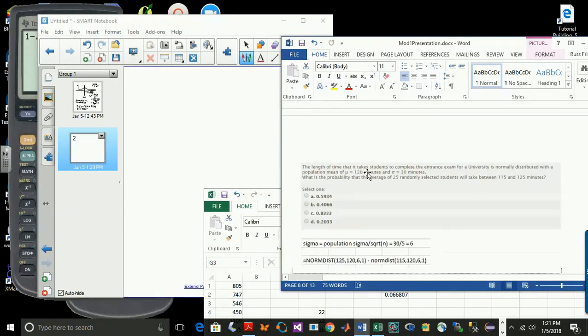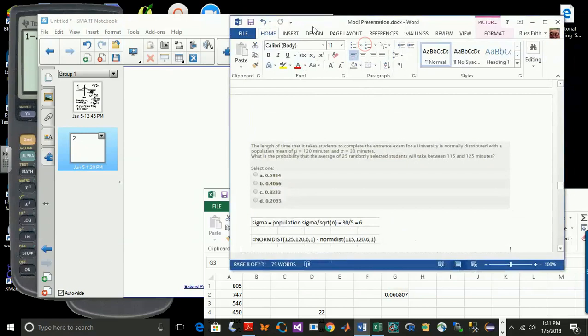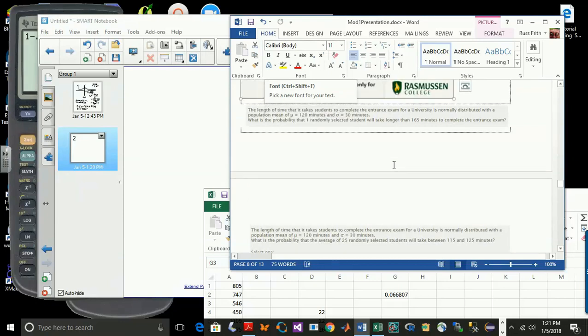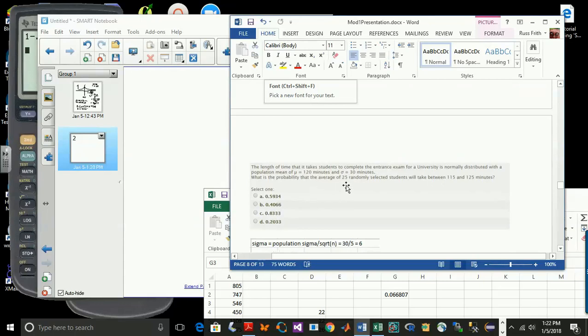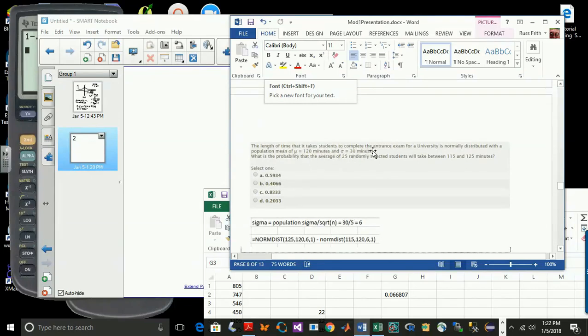All right, so let's look at the second problem example. The length of time that it takes students to complete the entrance exam for a university is normally distributed with a population mean of 120 minutes and a standard deviation of 30 minutes. What is the probability that the average of 25 randomly selected students will take between 115 and 125 minutes? In this problem we now have a sample of 25 students, and we have a complete population characterization. So you have to be very careful with this problem.